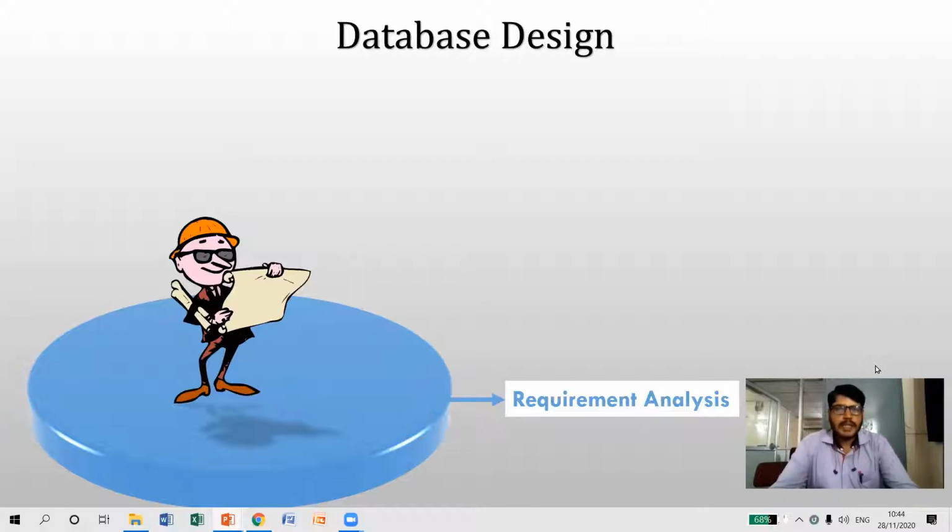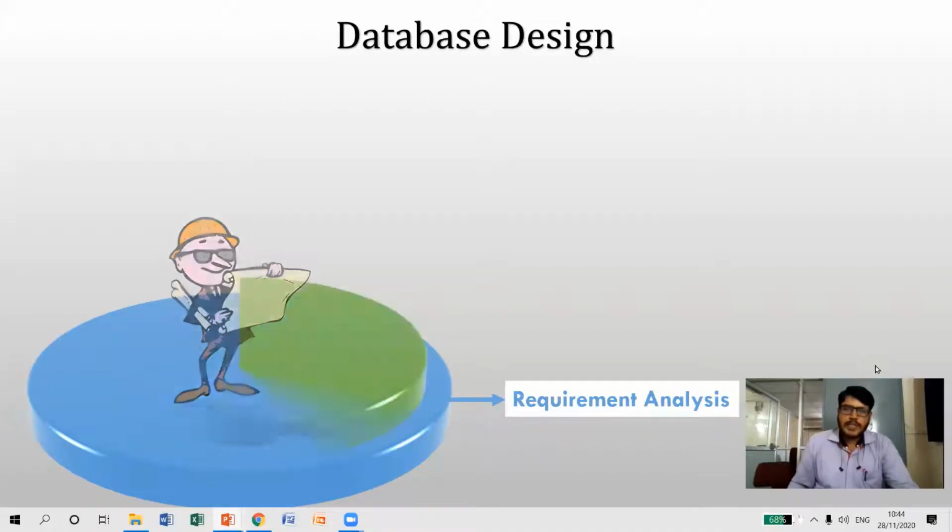Whatever requirements we have collected from the client, we have to analyze them. Is it possible for us to develop such kind of requirements? Are we able to fulfill those requirements which are mentioned by the client? That we have to analyze. So that is what we call requirement analysis.